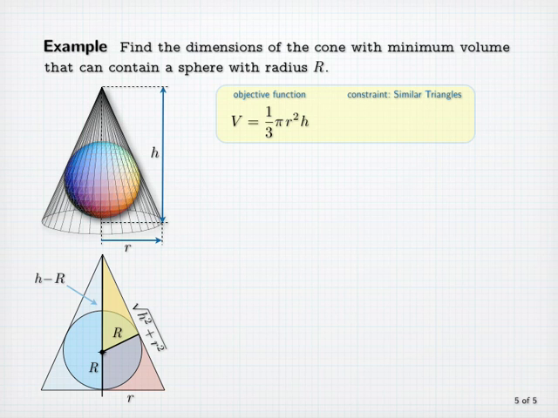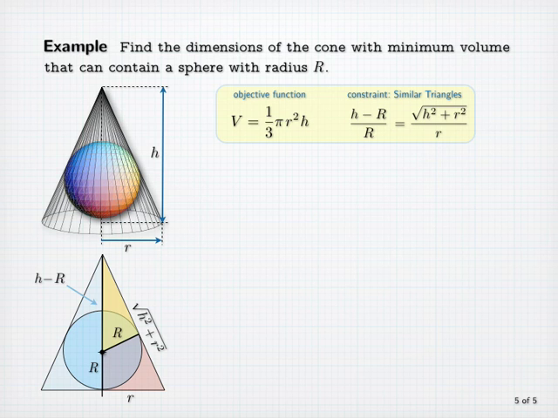We begin with a smaller triangle. The ratio of its hypotenuse to its shortest leg is h minus capital R over capital R. In the larger triangle, the ratio of hypotenuse to shortest leg is the square root of h squared plus little r squared over little r. These ratios are equal because the triangles are similar.